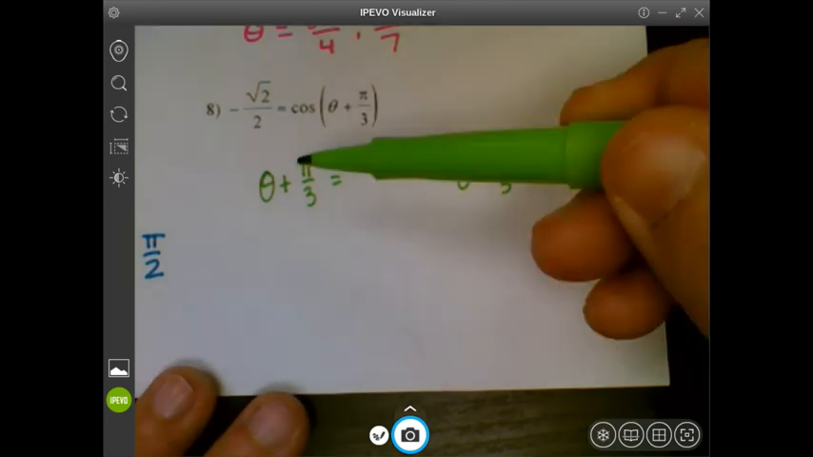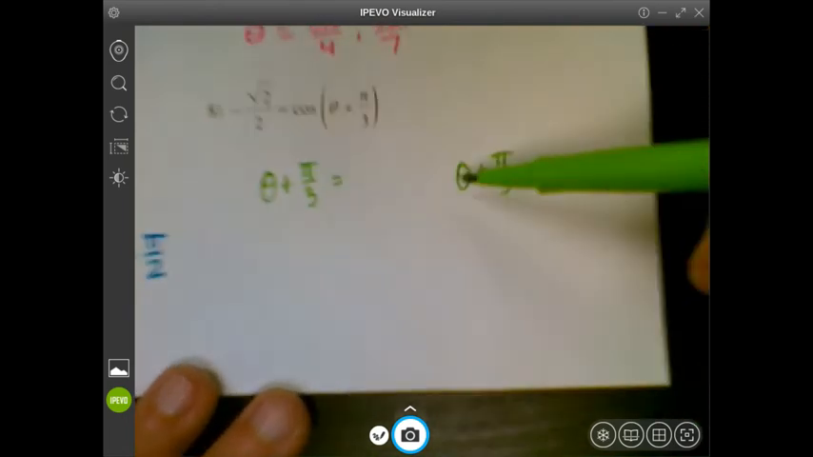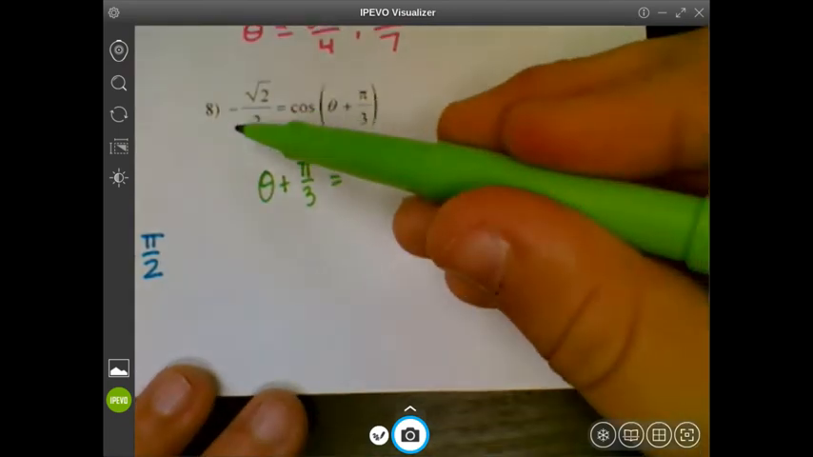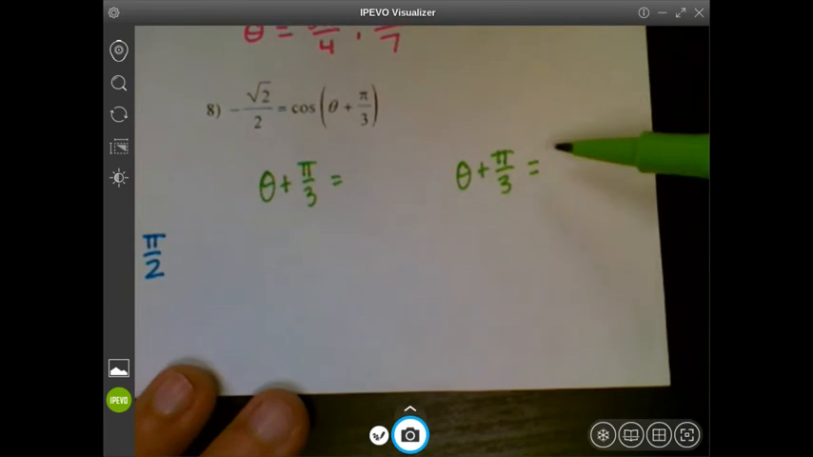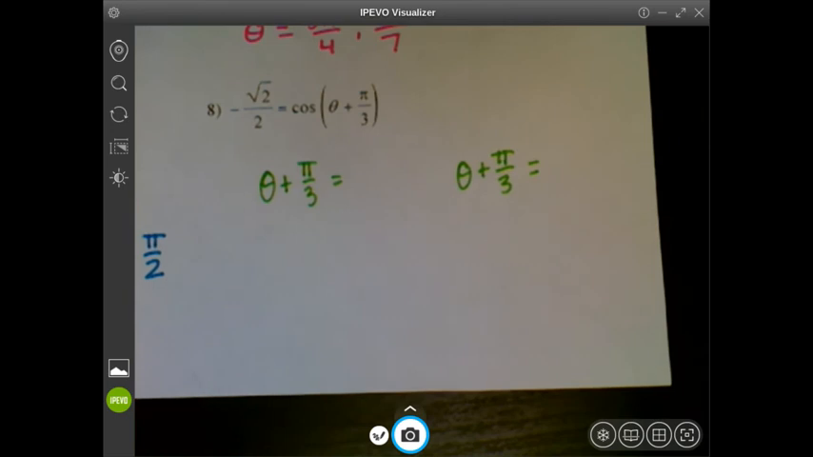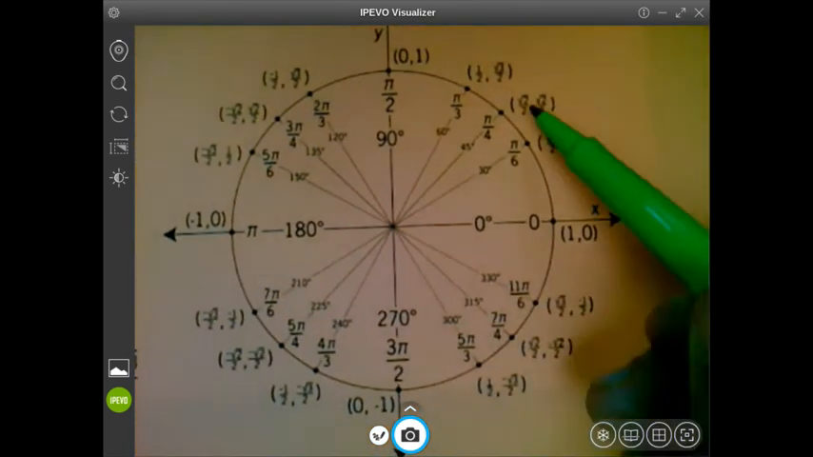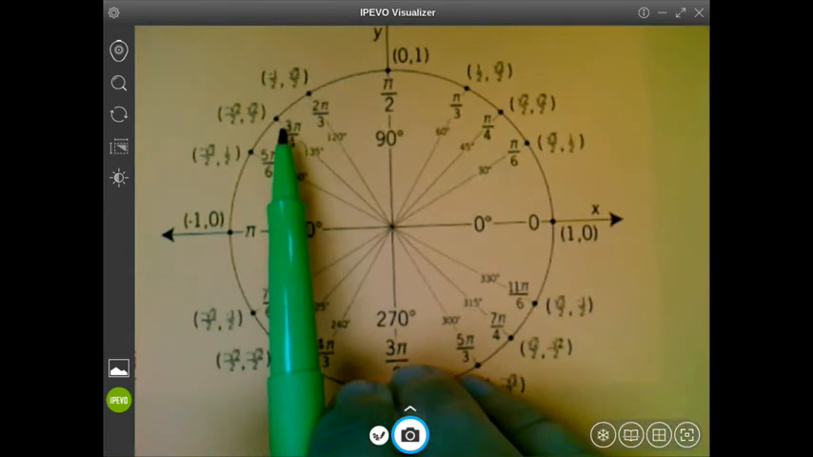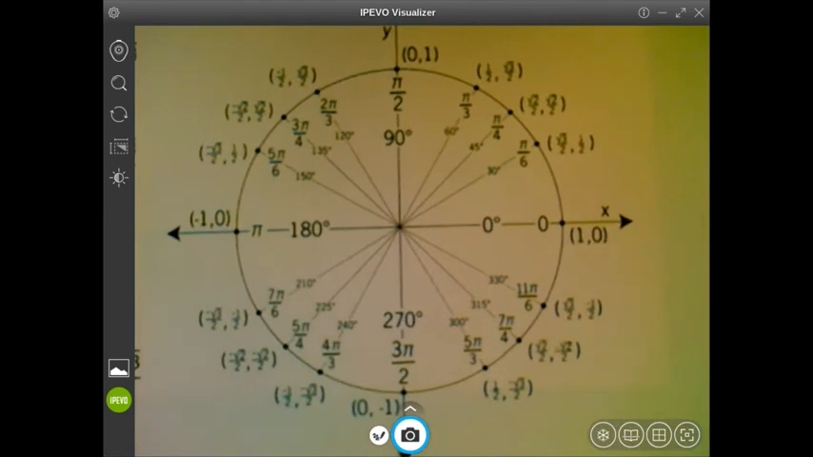All right, so when you go to solve, they both have a theta plus pi over 3 and a theta plus pi over 3. And you're trying to figure out where the cosine is equal to negative square root of 2 over 2, because that's what these two are going to equal, all right? If you go to your unit circle, cosine is the x-coordinate, right? And so the x-coordinate is negative square root of 2 over 2 at 3 pi over 4. And then it's also negative at 5 pi over 4.